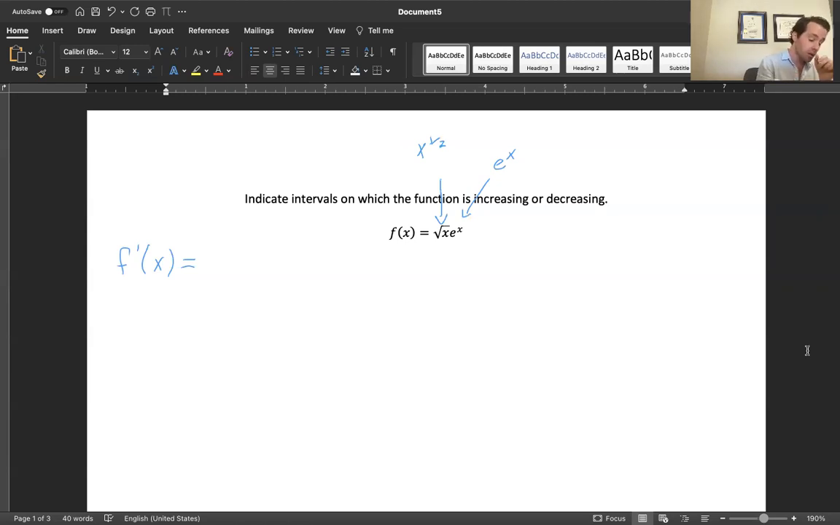F prime of x is going to be the derivative of the first. That'll be 1/2 times x to the negative 1/2, and then times e to the x. And then I'm going to do plus the derivative of the second times the first. Now the derivative of e to the x is e to the x. So this will be square root of x times e to the x, where that e to the x that I wrote there in the second part, that is a derivative.